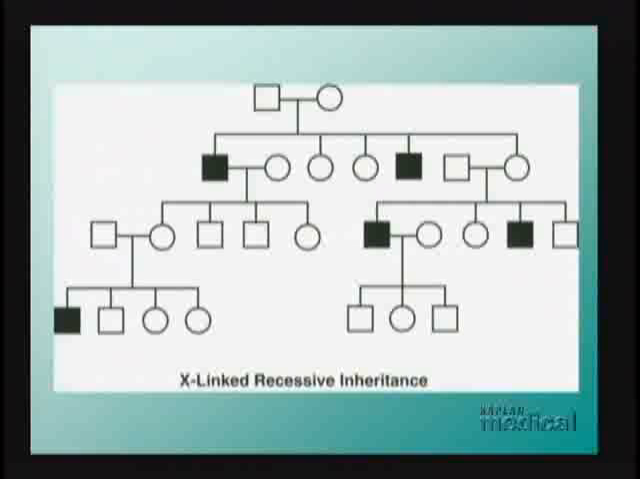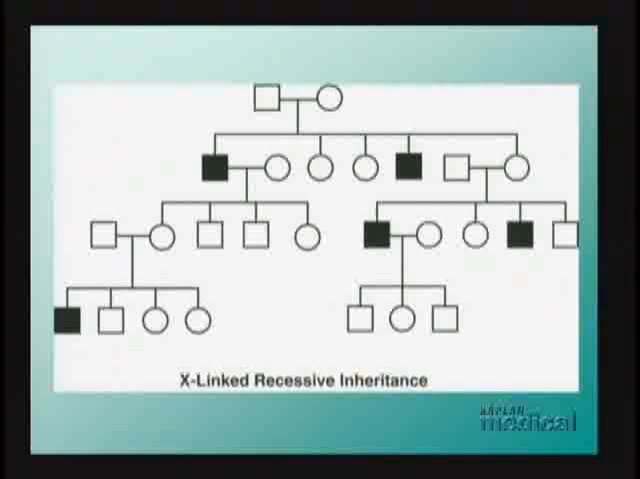The other kind of obligate carrier for this pattern are daughters of affected males. On the right-hand side of the pedigree, at the bottom, you will see a daughter of an affected father. That daughter of an affected father is an obligate carrier because affected fathers must give their mutant X chromosome to all of their daughters, so all the daughters will be obligate carriers.